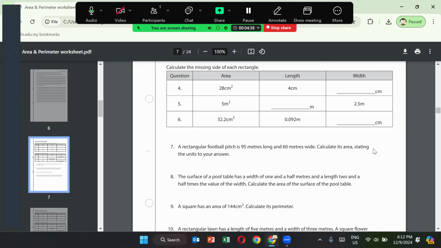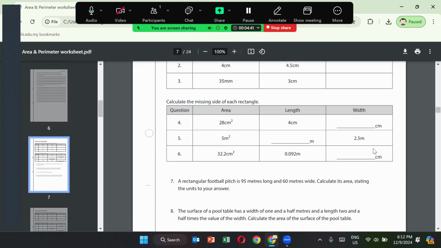Okay, so moving on. For the second question, calculate the missing sides of each rectangle. So for the first question, they have found the areas for us, but some of the length and the width are missing. So for the fourth question, the area is 28 cm square and the length is 4 cm, while the width is unknown. So to find it, we will be using the area and dividing by the length or the width.